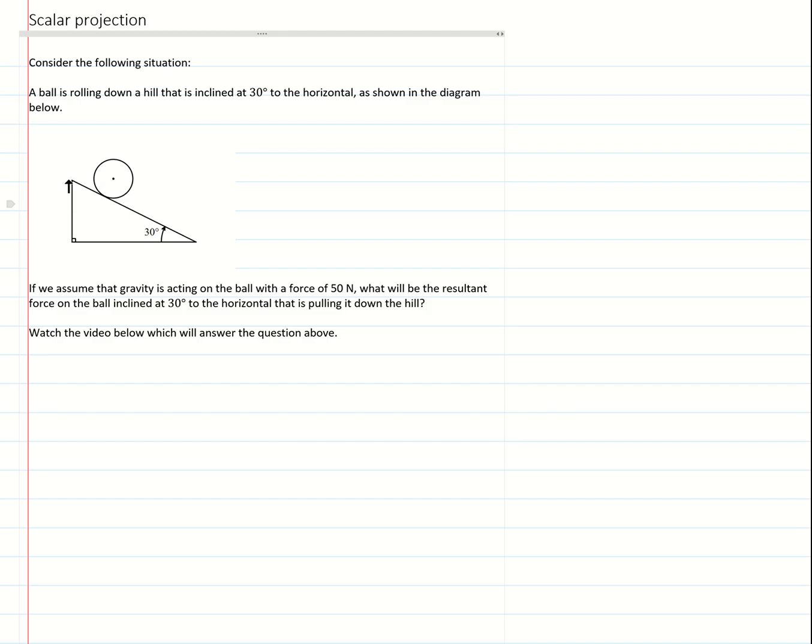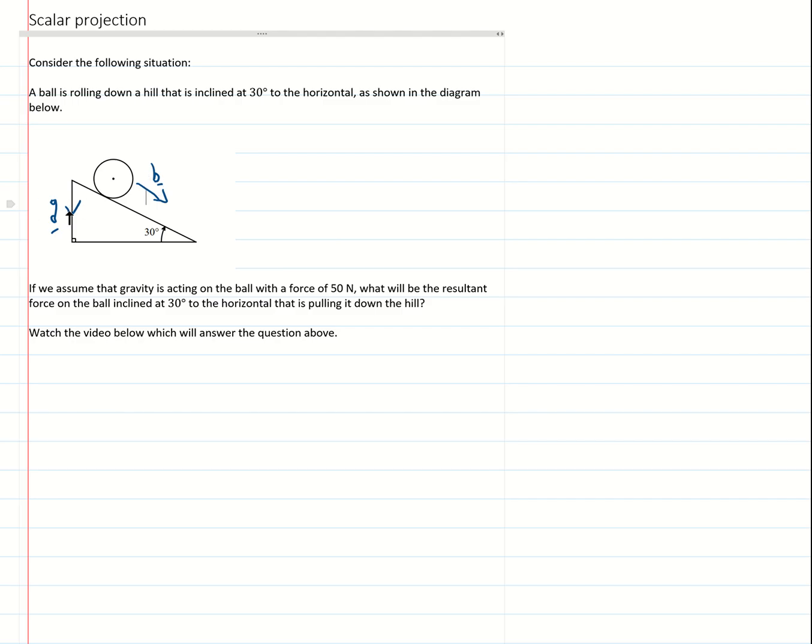Now, gravity, we can think of this like a vertical vector down here. And I'm going to call that G for gravity. That's working at 50 newtons, and obviously that 50 newtons, if you do physics, is dependent on the mass of that ball. So we're just saying that gravity is pulling it down at a force of 50 newtons. So what will be the resultant force on the ball inclined at 30 degrees? What is the force that's pulling the ball down that way? What is the magnitude of that vector due to gravity?